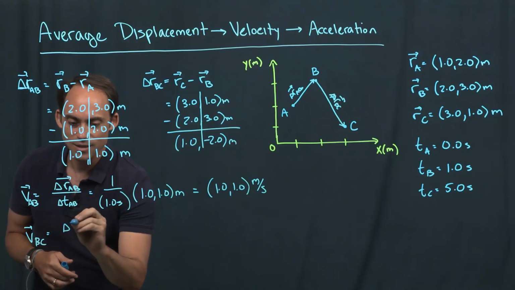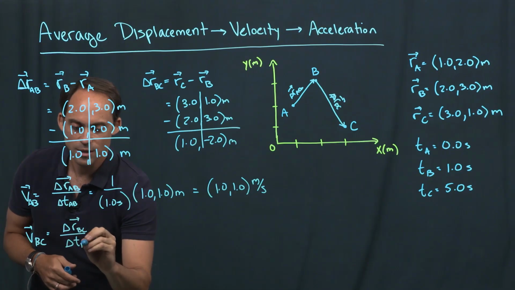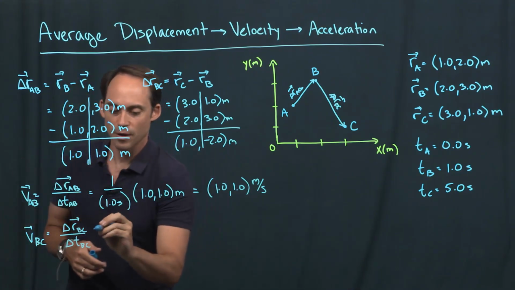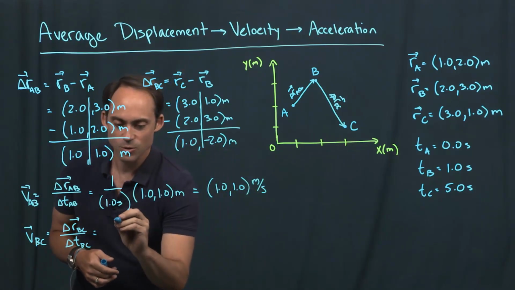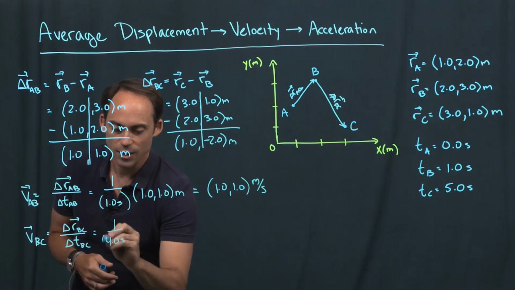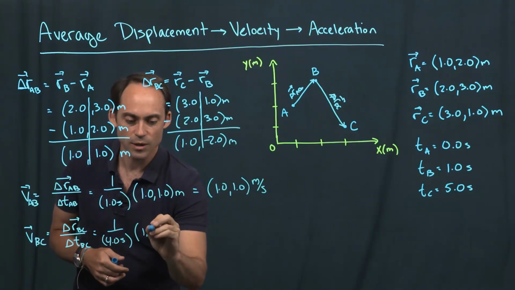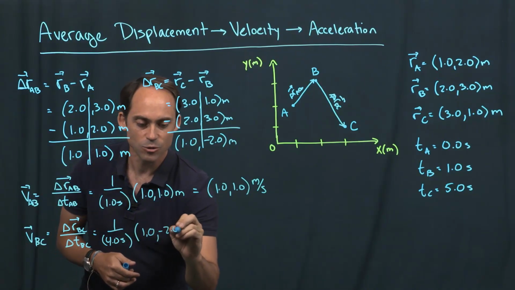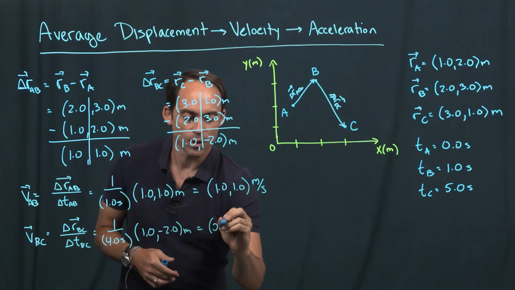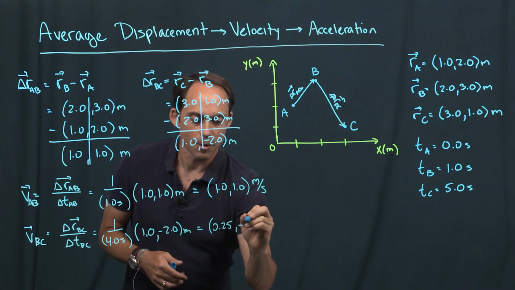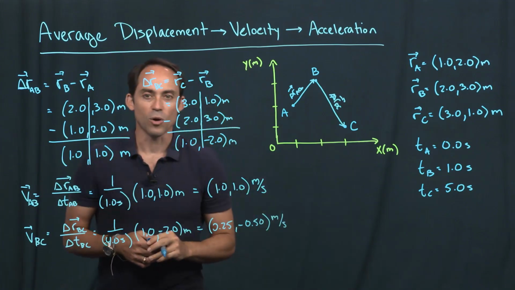This is exactly the same expression. Delta r BC divided by the time step. In this case, our time step is going from 1 second to 5 seconds, so that's 1 over 4.0 seconds. And we've already calculated the displacement, that's right here, so 1.0 comma minus 2.0 meters. And when we calculate that all out, we get 0.25 comma minus 0.50 meters per second. Okay, a couple more things.